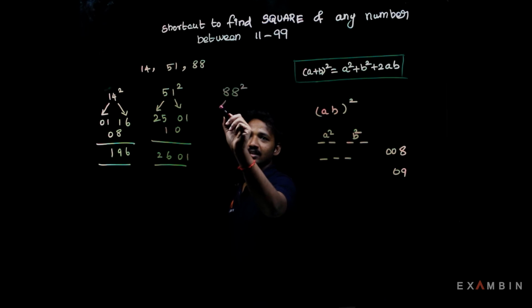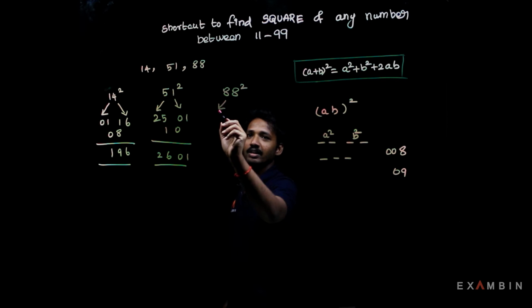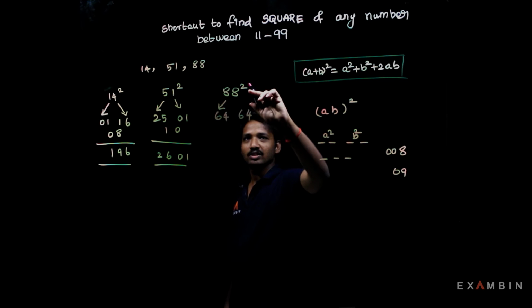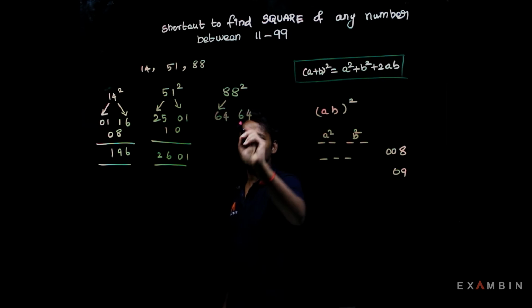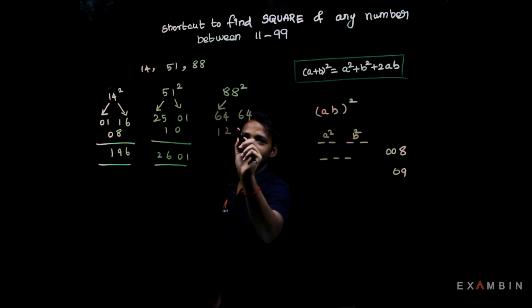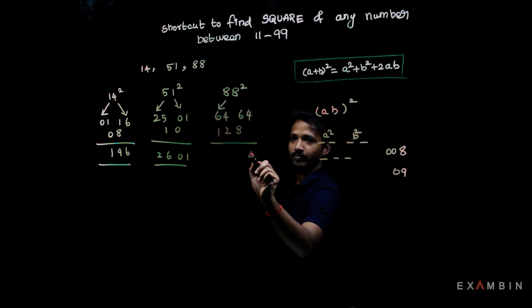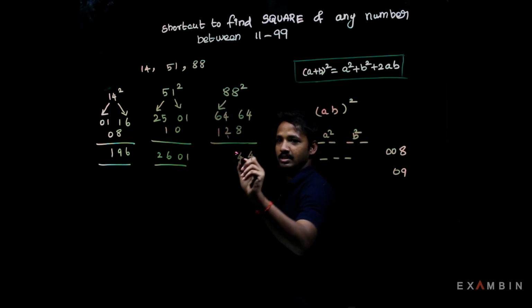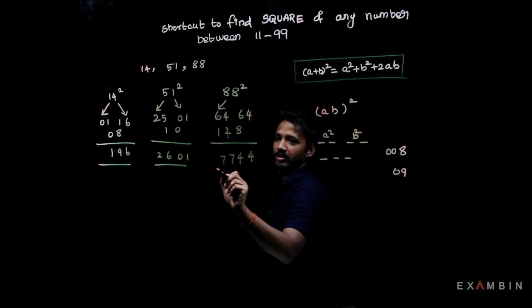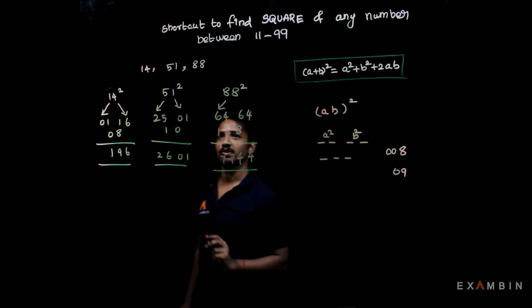88 squared would be, here if the two numbers are the same it will be much simpler. 8 squared 64, another 8 squared 64, and you need to calculate 2 into 8 into 8. So 8 into 8 is 64, 64 into 2 is 128. Here you need to write it as a 3-digit number, 128. So 4, 6 plus 8 is 14, carry 1, 6 plus 1 is 7. So 7744. We see one more example to understand it better.